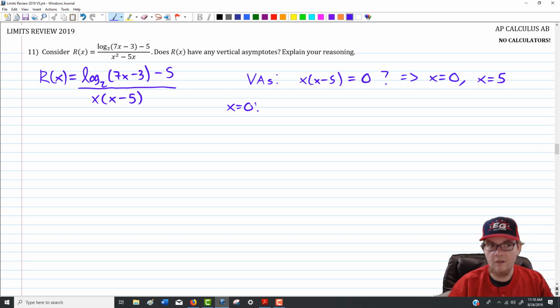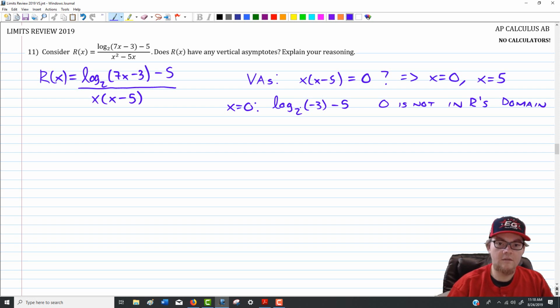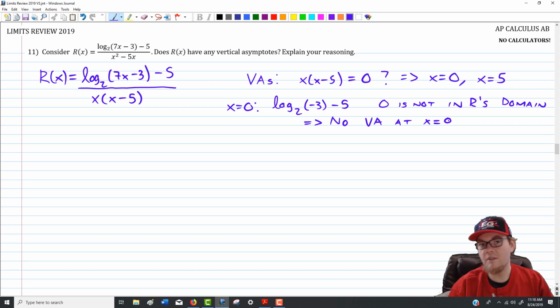But there's something worse afoot with the numerator. If we plug it in our numerator we get log base 2 of negative 3 minus 5. Unfortunately, getting the log of a negative number means that our value is outside the domain of the function. So 0 is not in r's domain. And that means that there's no VA, there's no vertical asymptote at x equals 0. I mean, if 0 is in the domain, sure, we'd have one, but we don't here because it's not. So basically, there's no vertical asymptote at 0. So it's kind of scary.